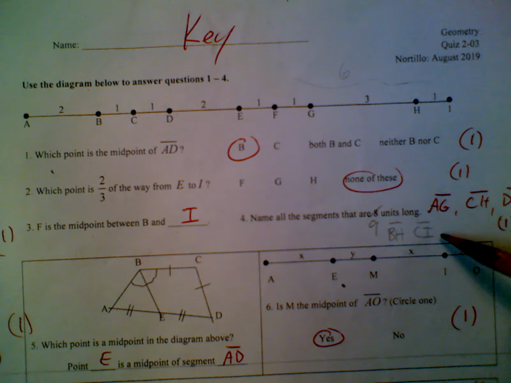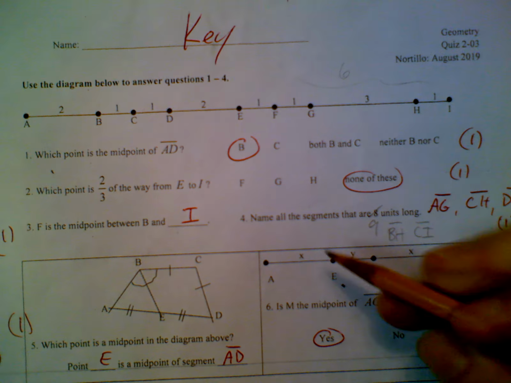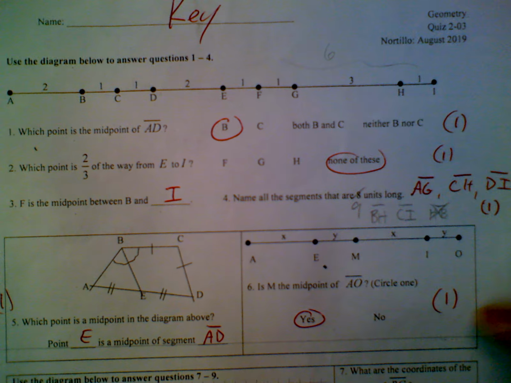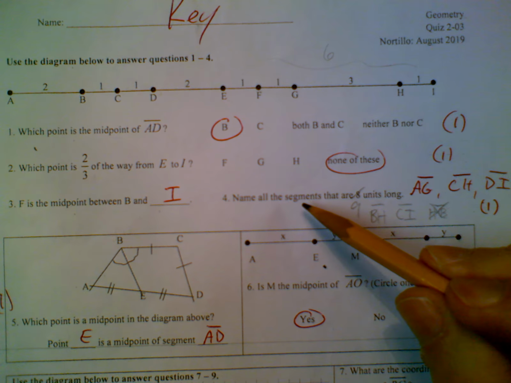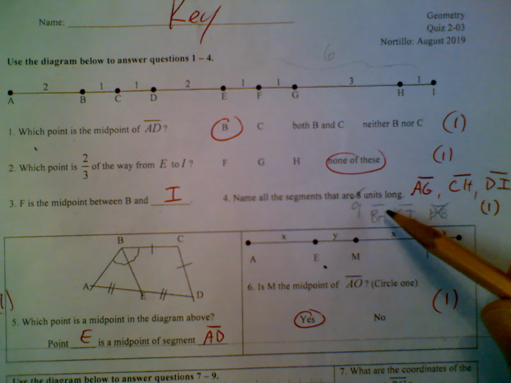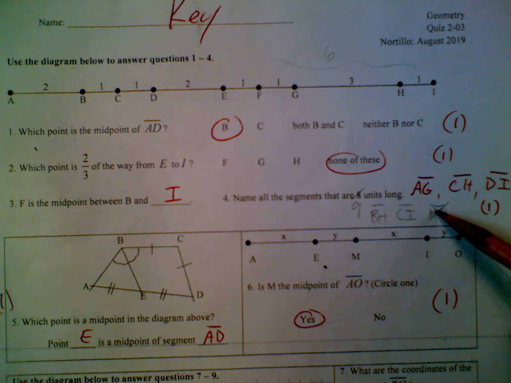Hey, everybody, you don't need to give me 2 different names for the same segment. Once you've said BH, you don't also need to say HB. Totally unnecessary, all right? I didn't ask for all the possible names of segments. I asked for the names of all the segments, and HB is the same segment as BH. It's just a different name, okay?